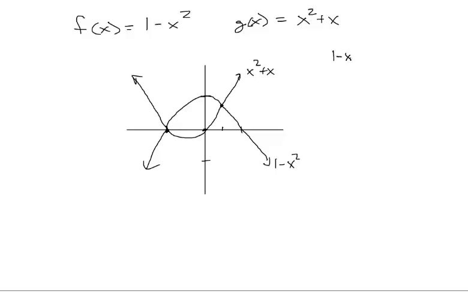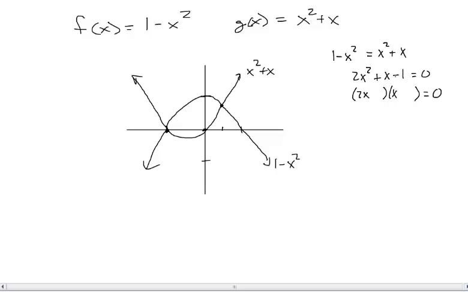So 1 minus x squared is equal to x squared plus x. And now I'm going to move everything to the right, so I have 2x squared plus x minus 1 is equal to 0. And now I'm going to solve for x. So I have 2x and x. And we need numbers that multiply together to give us -1 and add to give us +1. So I'm going to put a +1 here and a -1 here. And now we can see that x is equal to -1, and then 2x minus 1 is equal to 0, 2x is equal to 1, and x is equal to 1/2.